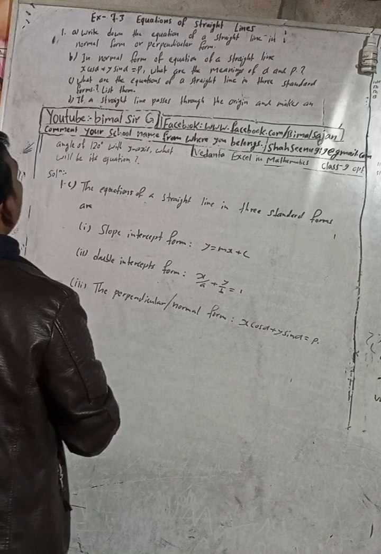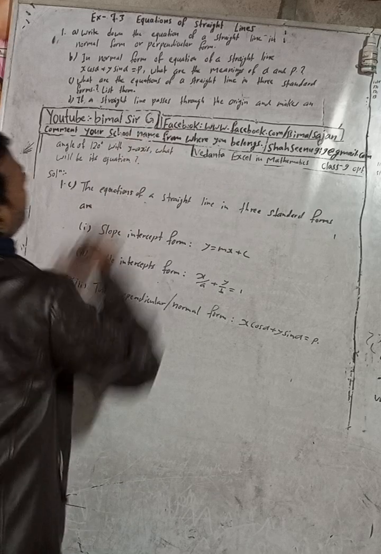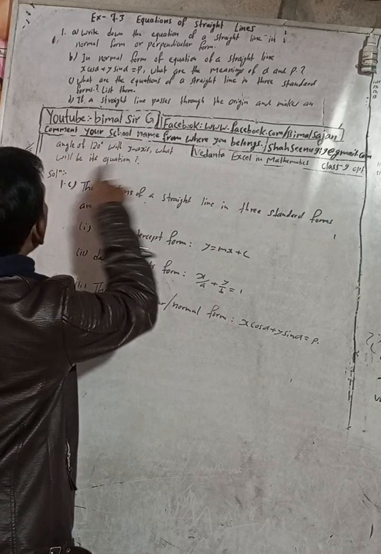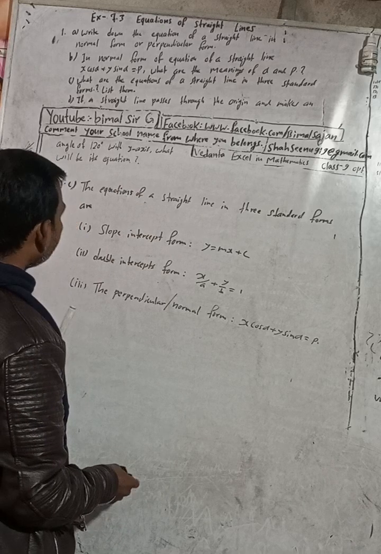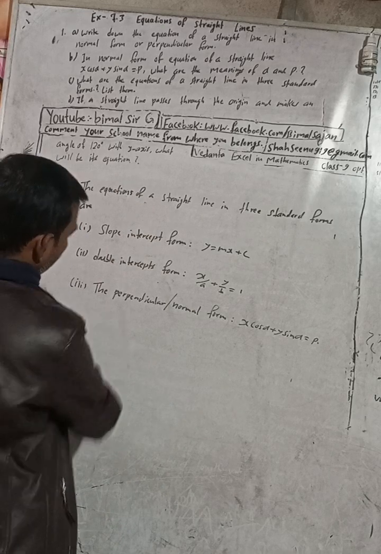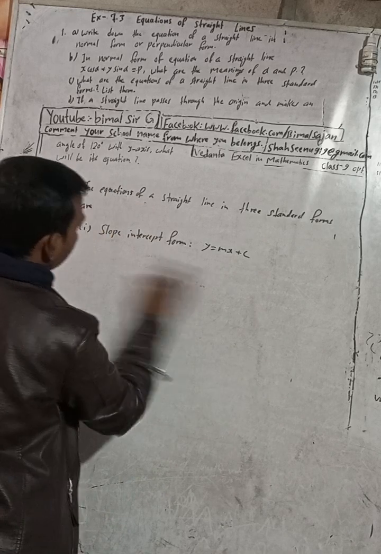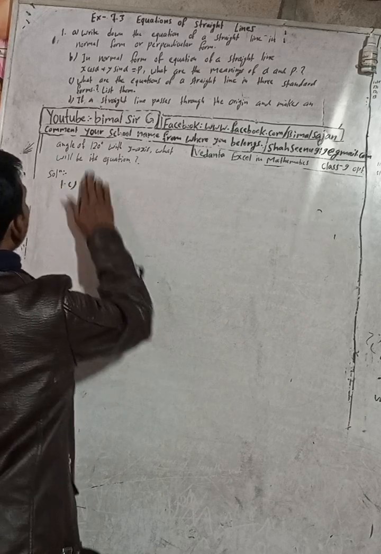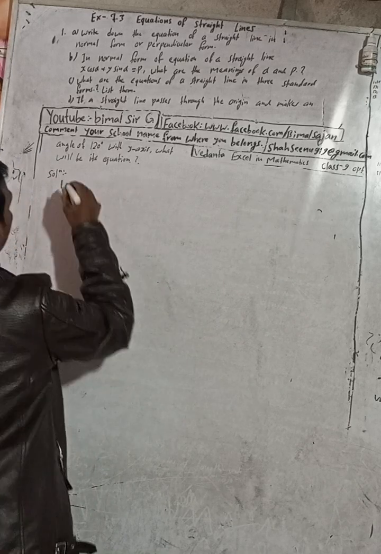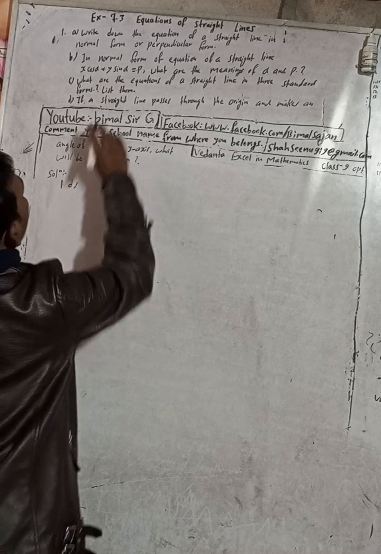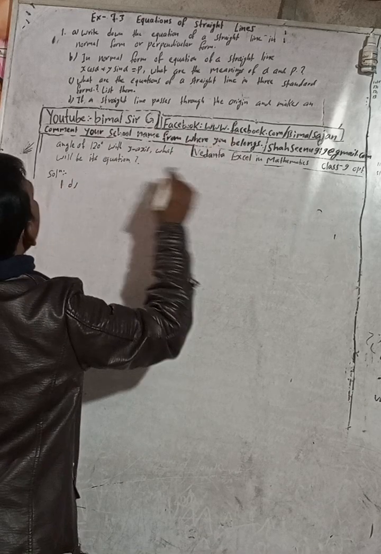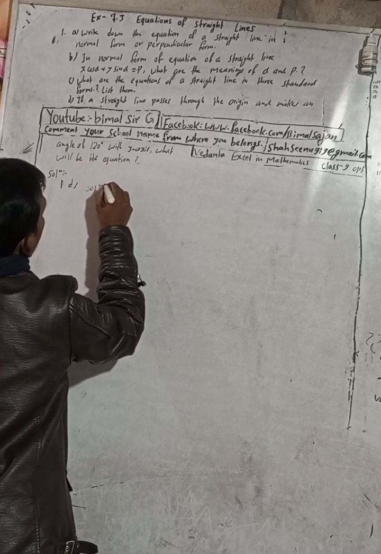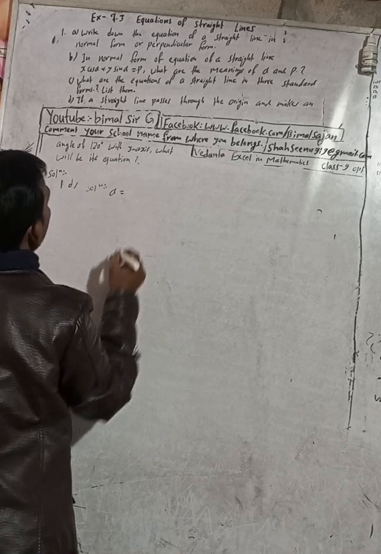Now, fourth number. If a straight line passes through the origin and makes an angle of 120 degrees with the x-axis, what will be its equation? So for D number, if a straight line passes through the origin and makes an angle alpha, here is the solution.